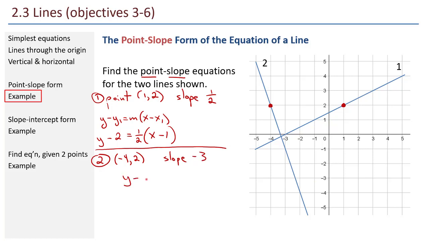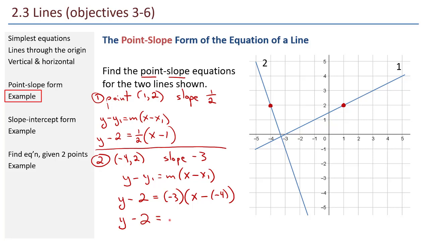So y minus y1 equals m times x minus x1. Let's plug in where I can. So y minus, what is y1? That's 2, equals -3, there's my slope, times x minus, now x1 is the actual x, so that's -4. And maybe I can just dress this up a little bit more nicely. So -3 times x plus 4. And there it is.